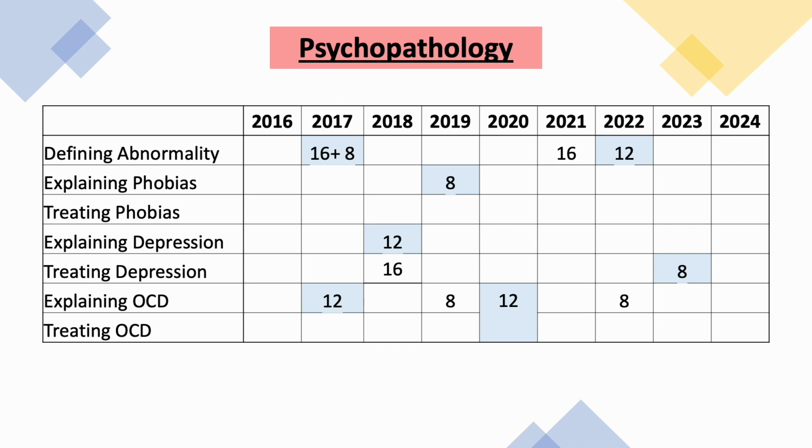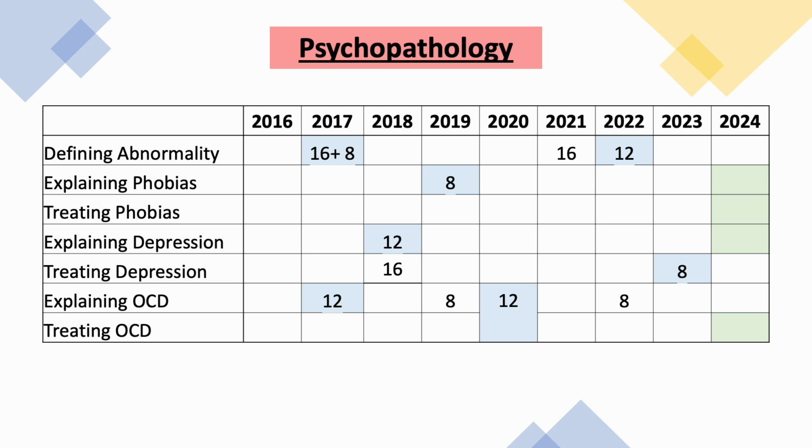Again, a topic that gets quite a lot of attention, but so far, most of the essays have all focused in similar areas. So I think defining abnormality is off the table. That has been assessed quite a lot. However, the treatments are all good shouts, especially treating phobias and treating OCD. Depression has had a little bit more attention, but not since 2018 at A-level. So it's not as likely, but certainly not impossible.